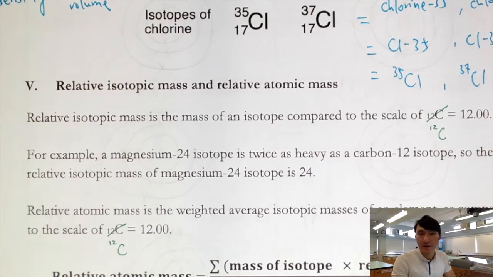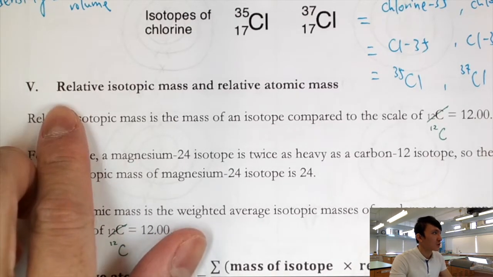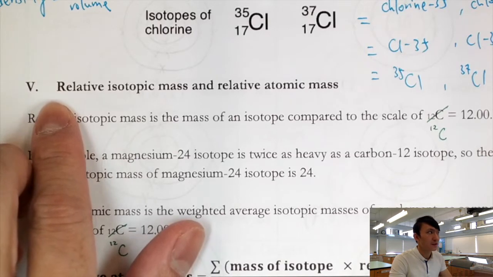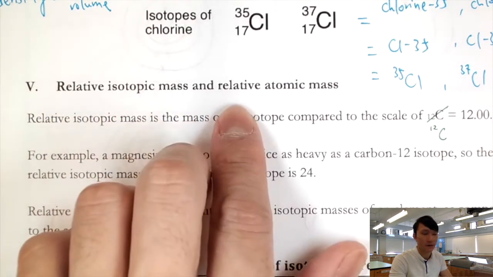Hi, in this video we are going to continue on Unit 5 Atomic Structures. Now we are going to move on to Part 5 here, Relative Isotopic Mass and Relative Atomic Mass.